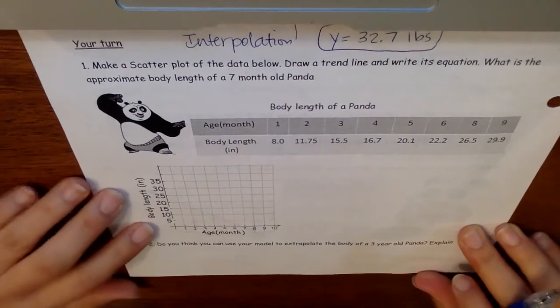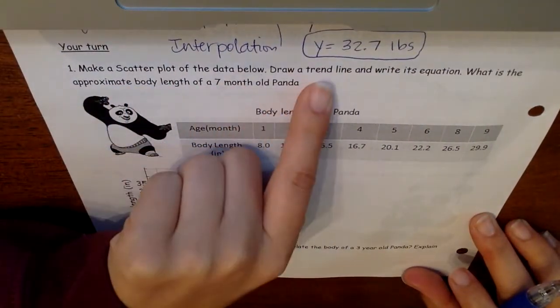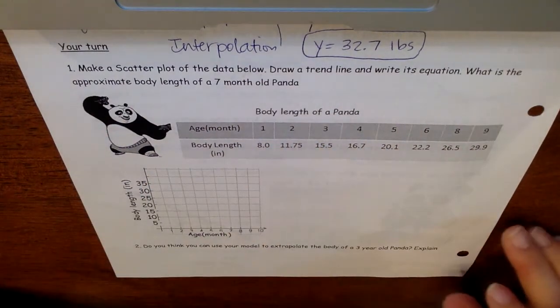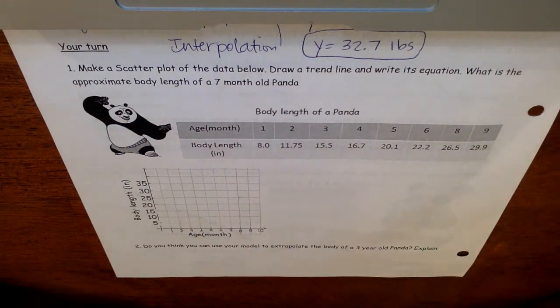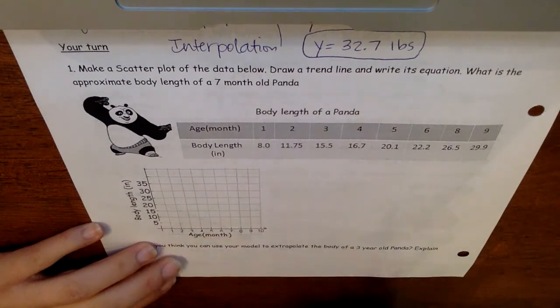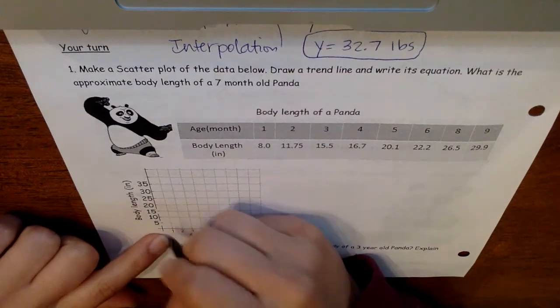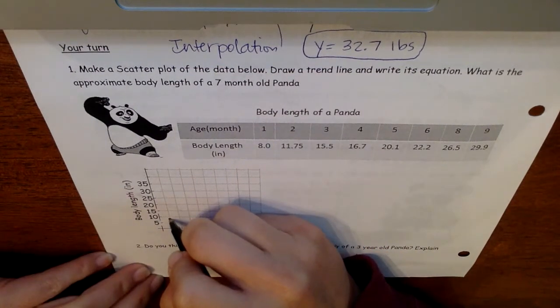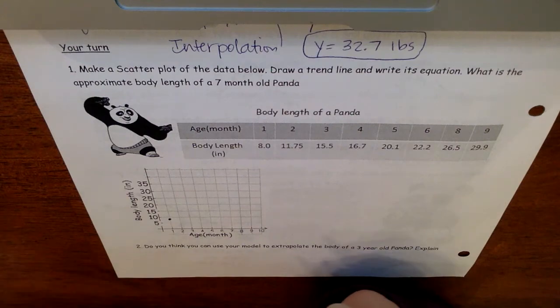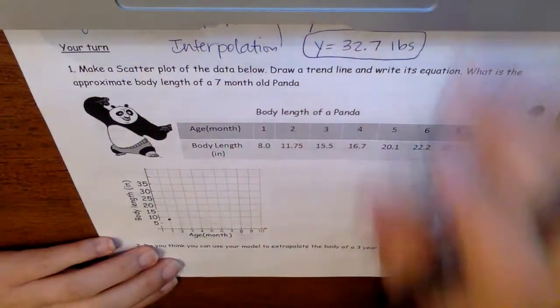Now in our next example, we're going to make a scatter plot, draw a trend line, find its equation, and then estimate. So we have a lot. Let's draw our scatter plot. Now this is the body length of a panda. The other one was the weight. This is the body length. So 1 month, 8. 2 months, 11.75.